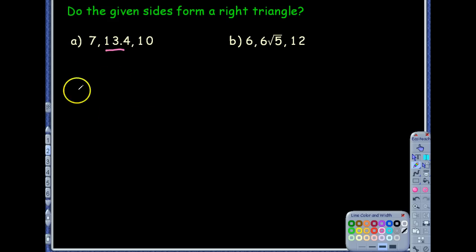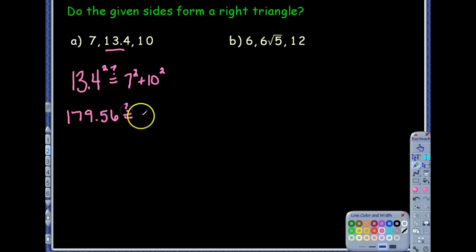So how am I going to write out my equation? Well, I'm going to start with 13.4 because that's your c, and I'm going to square it. And I'm going to put does it equal 7 squared plus 10 squared. The reason I say does it equal is because we don't know for sure if these are equal, because if they are, then it would form a right triangle, but they might not. So 13.4 squared is 179.56. And then 49 plus 100 is 149. So those are obviously not equal.